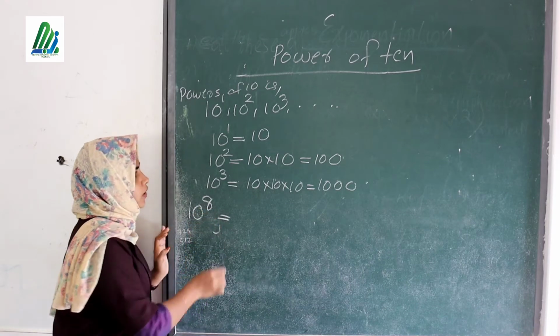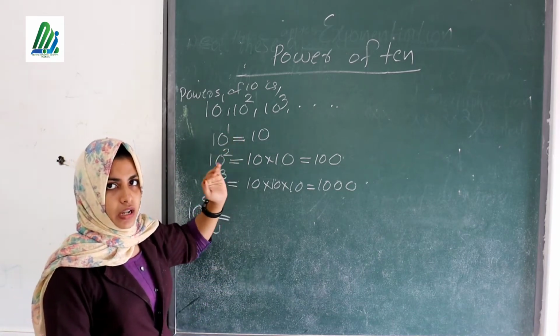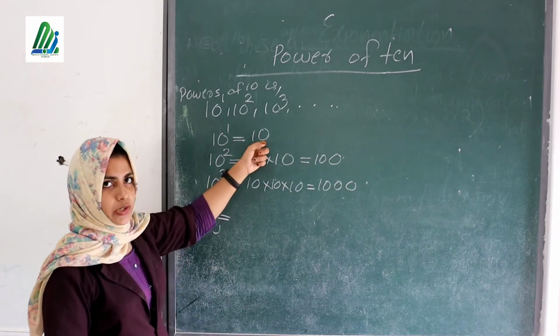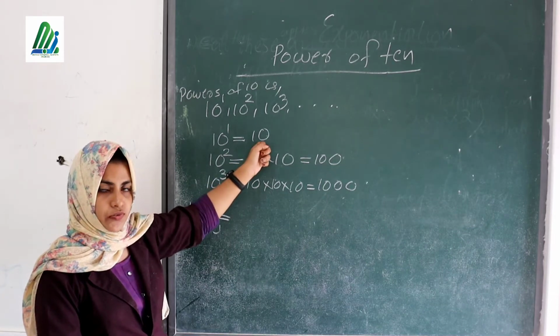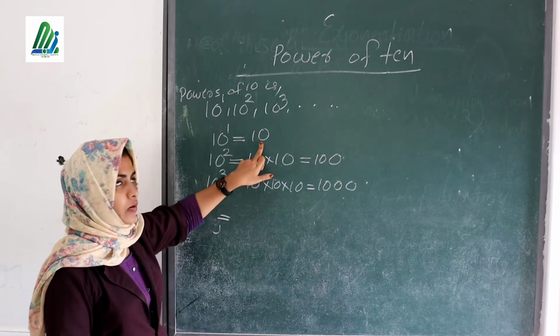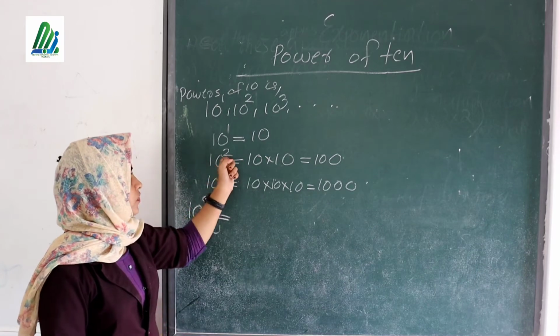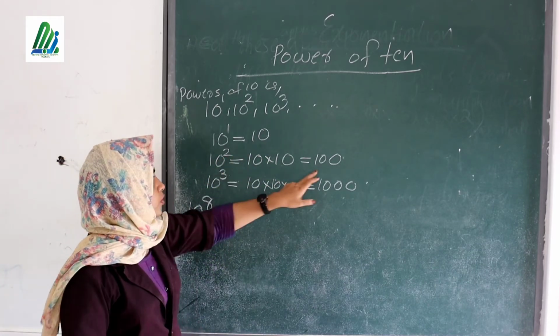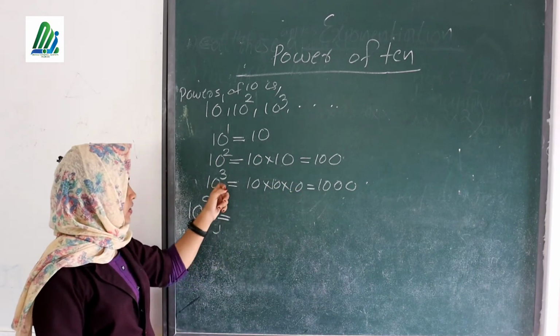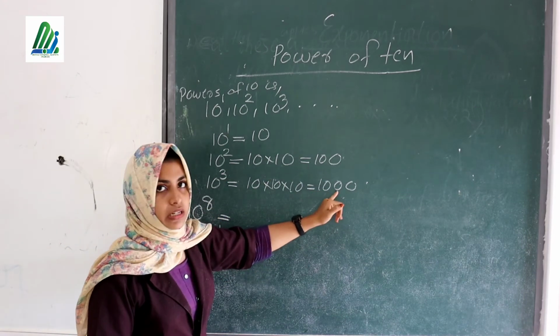To 8. And look at here, 10 raised to 1. In 10 raised to 1 we just put 1 zero in the answer. In 10 raised to 2 we put 2 zeros. In 10 raised to 3 we put 3 zeros.